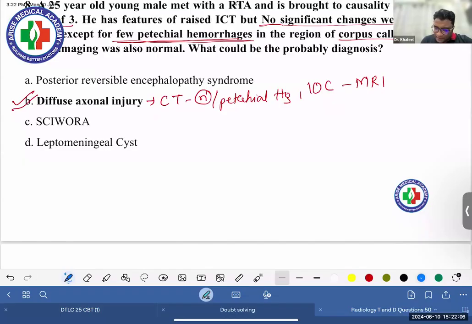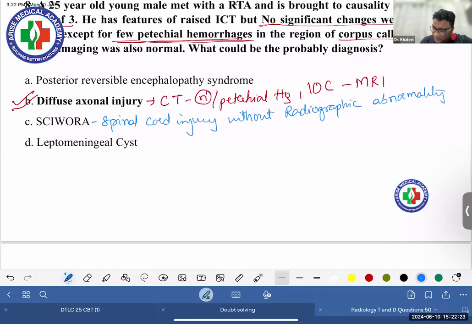SCIWORA is spinal cord injury without radiographic abnormality. X-ray and CT will appear normal. MRI will show the problem. And for SCIWORA, investigation of choice is also MRI. It involves the cervical spinal cord.